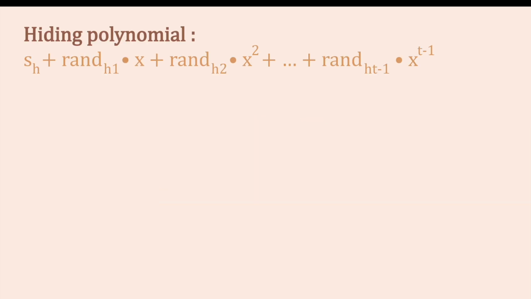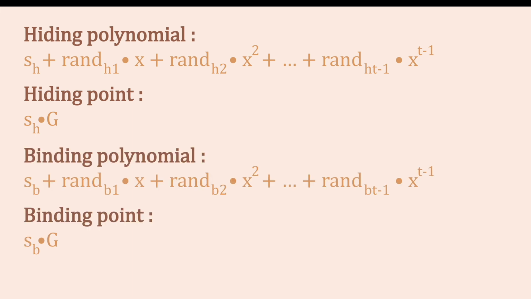So distributed key gen, right? Effectively we run two polynomials, the hiding polynomial and the binding polynomial. The constant term of the hiding polynomial times G is our hiding point, and the constant term of the binding polynomial, the scalar SB times G, is our binding point, with the polynomial degree being T minus 1, the constant term, and the variables.